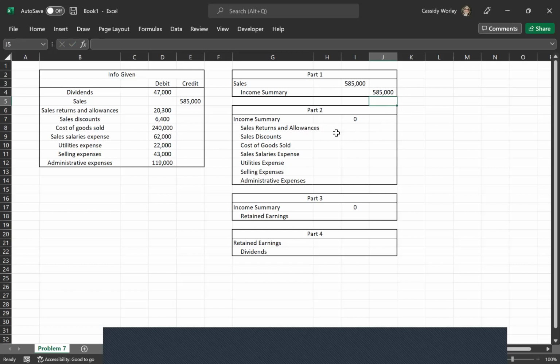For part 2, it says to close the debit accounts, but this is excluding the dividends because that is in a later part. To close the debit accounts, we flip it to credit them because we want them to equal 0, because again, they are the temporary accounts. We want to put them in a permanent account. So we just go through and click through each of these, entering the same amount.